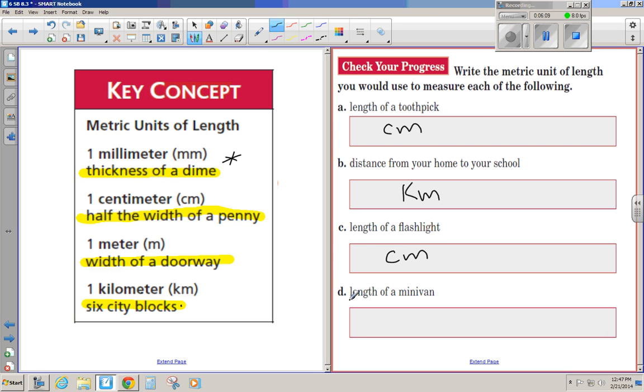And now lastly, length of a minivan. A minivan, you could lay down in a minivan from head to toe a couple times. And so it's much shorter than a kilometer, but a lot bigger than a centimeter. So we are in between then. So that's going to be in meters.